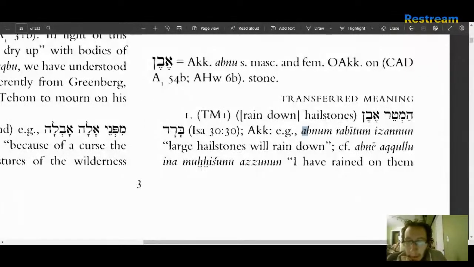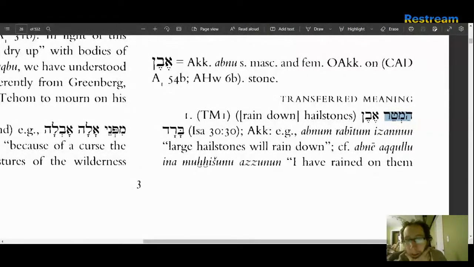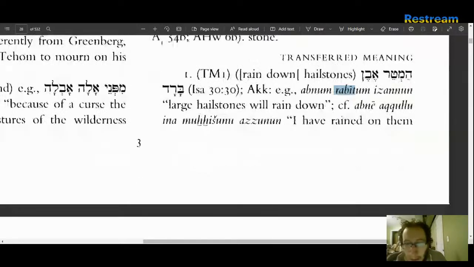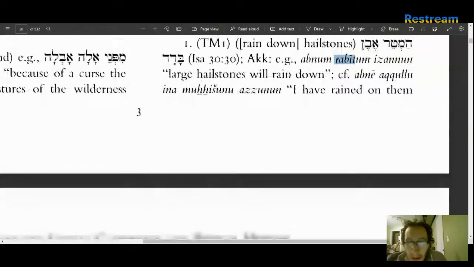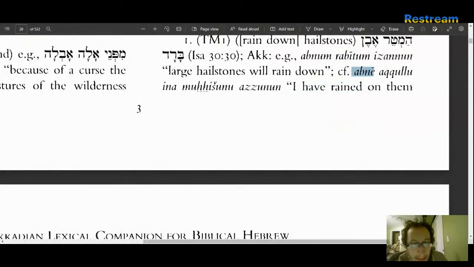So in Akkadian, you have Ebenum, Ravitum, Izanun. You know what it is? I think they typed the wrong word, because actually I don't know, but this word means stone, Eben, and Rabbit means large. That same Hebrew word occurs in the Bible for large. It's Rab or Rav. So we have, I have rained on them. That's another Akkadian phrase.